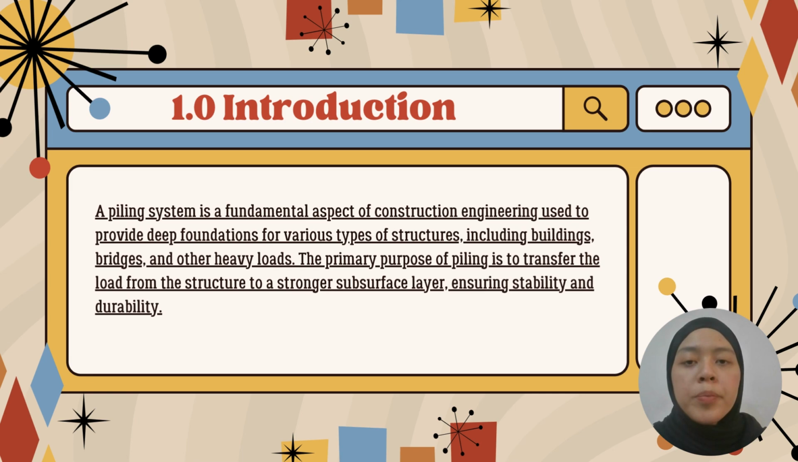The primary purpose of piling is to transfer the load from the structure to a stronger subsurface layer, ensuring stability and durability. There are three types of piles, which are end-bearing piles, friction piles, and steel piles. For the next detail, we will see in the next slide the design and component of the piling system, the operation and how the piling system works, and last but not least, how fluid mechanics apply in the piling system.